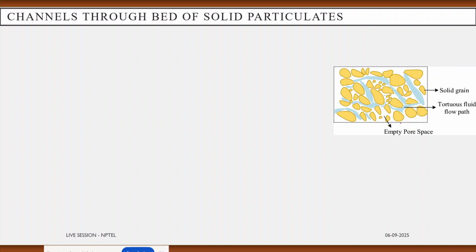Now, there are certain cases where some spaces have completely empty pore space, and sometimes when the fluid is passing through the pore spaces, it makes a tortuous fluid flow path. So in a porous medium, we have basically two distinct entities. One is the solid grain, another one is the pore space, unlike any flow through a pipe.